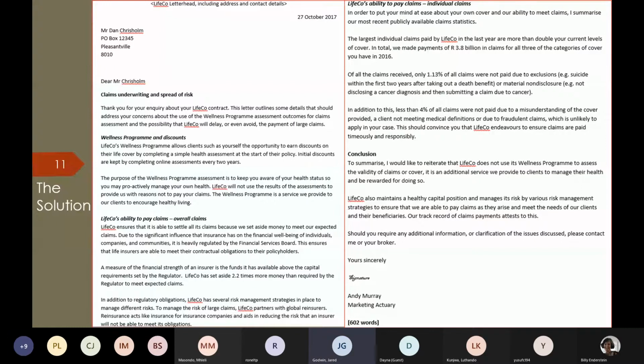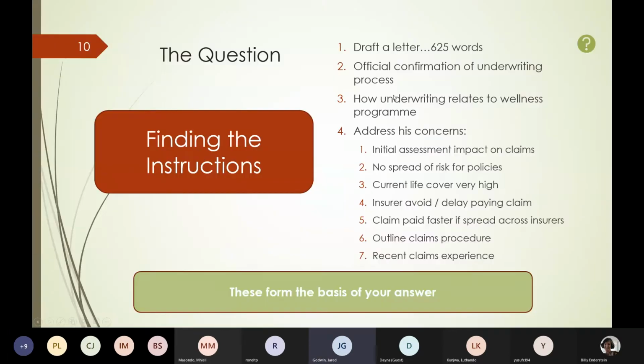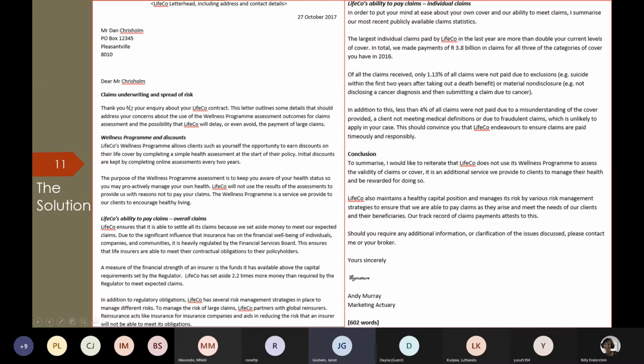I'm not going to go in detail through the actual solution, but what I want to draw your attention to is that this claims underwriting and spread of risk, you can see now that came through. I'm just going to jump back. He was really worried about the claims underwriting, how the underwriting process worked, and the spread of risk was his two main concerns. And then straight away, we're saying, we understand these are your two main concerns, and we're going to tackle that. We're going to put your mind at ease.